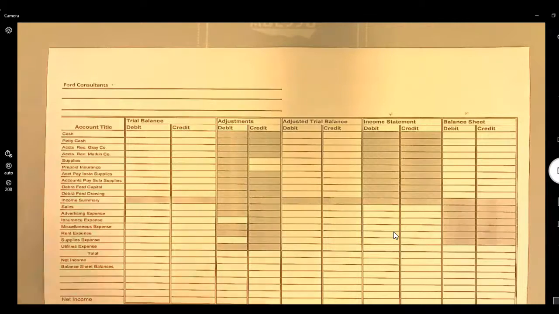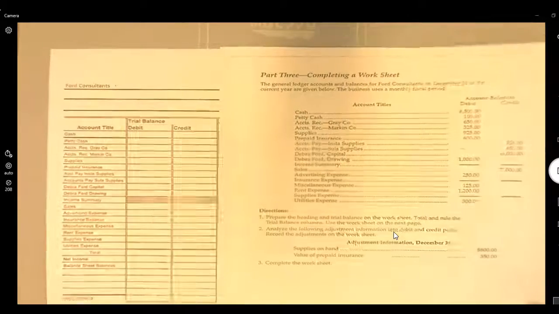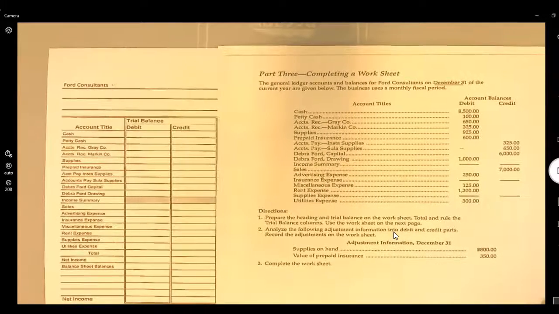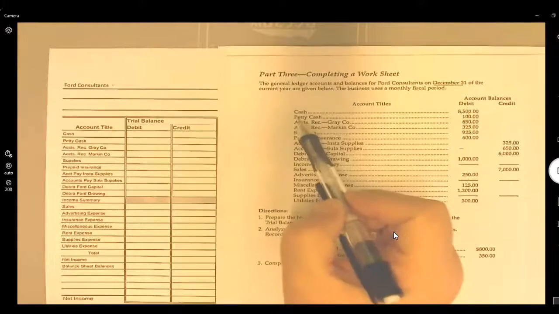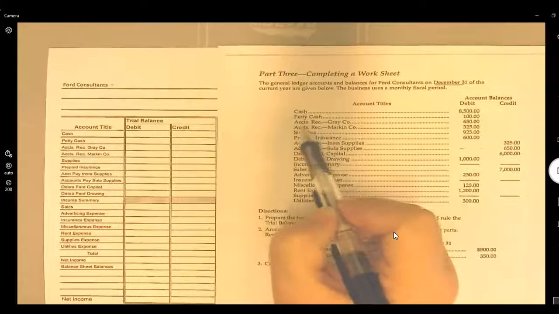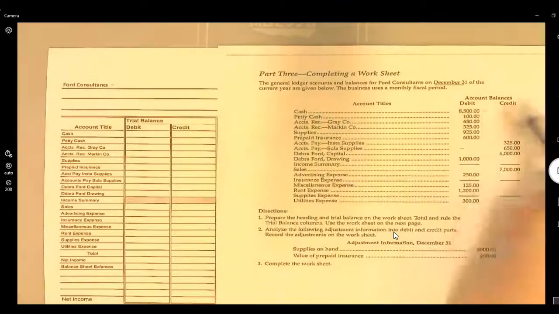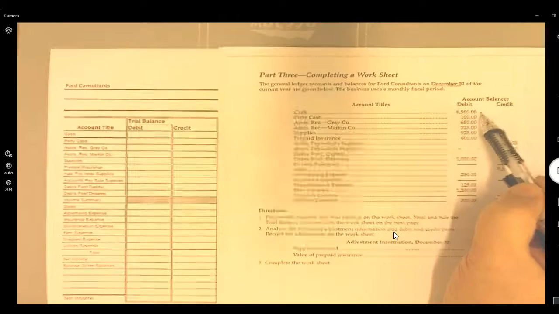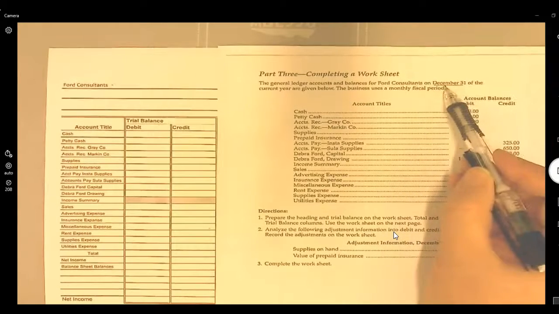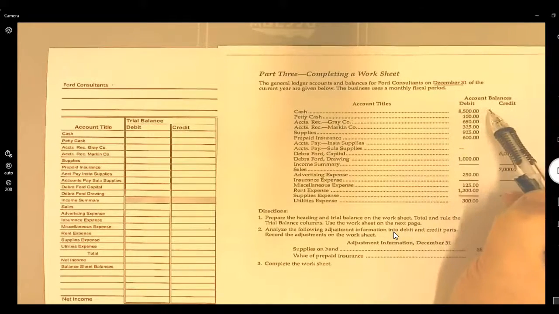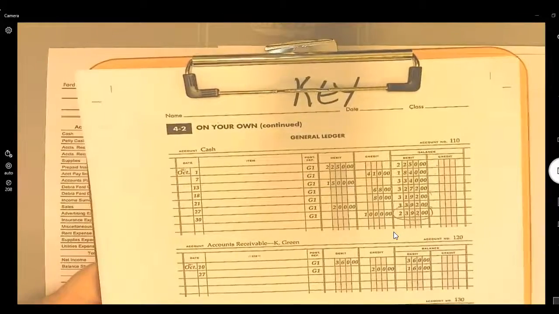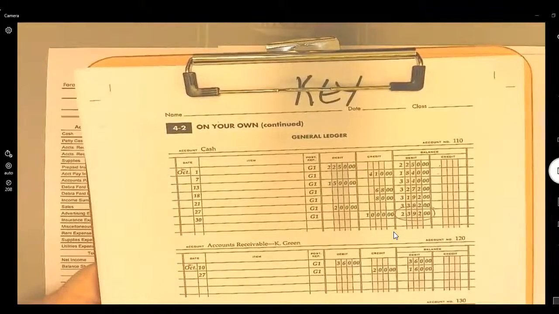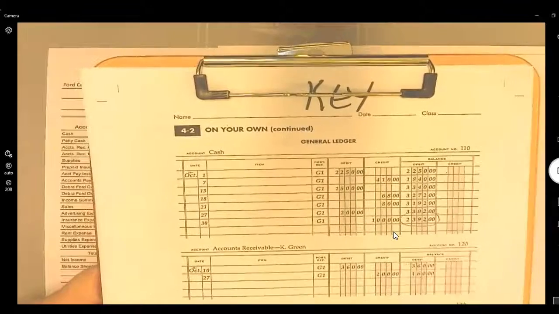Here is the information that we are going to use to create the trial balance. The general ledger accounts, which are here, cash, petty cash, accounts receivable, and the balances from the accounts for Ford Consultants on December 31st are below. So where these balances came from is from the general ledger ending balances at the end of the month for the accounts that we've been working with.